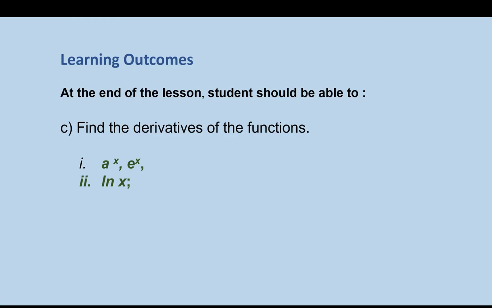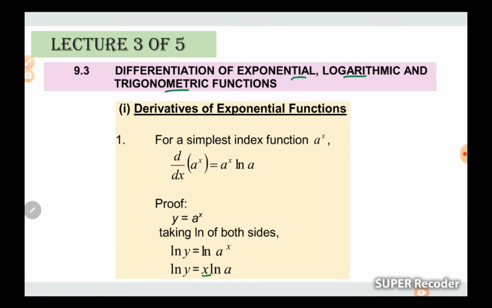At the end of the lesson, students should be able to find the derivative of functions. The first one, functions a^x and e^x, that is exponential function. Number 2, ln x. So we want to differentiate three types of function here. First one is exponential, second one is logarithmic, and third one is trigonometric. This is our objective. So the first one, the function that we want to differentiate is exponential function.